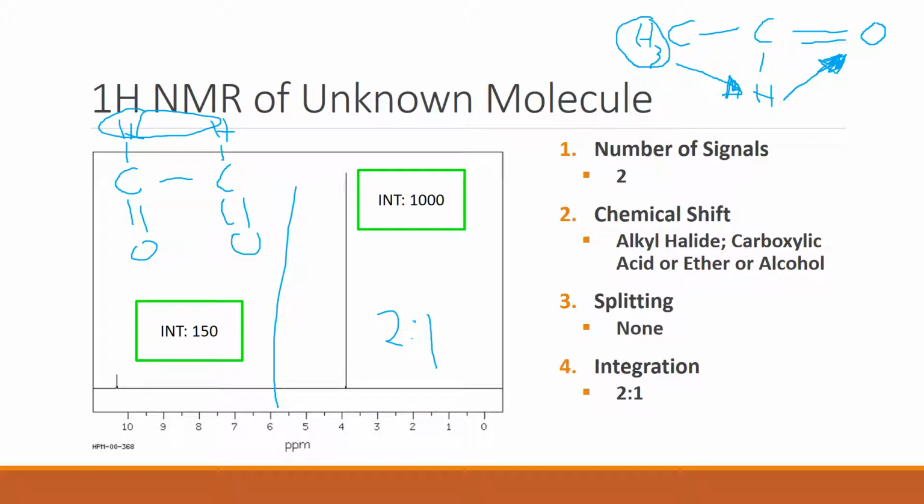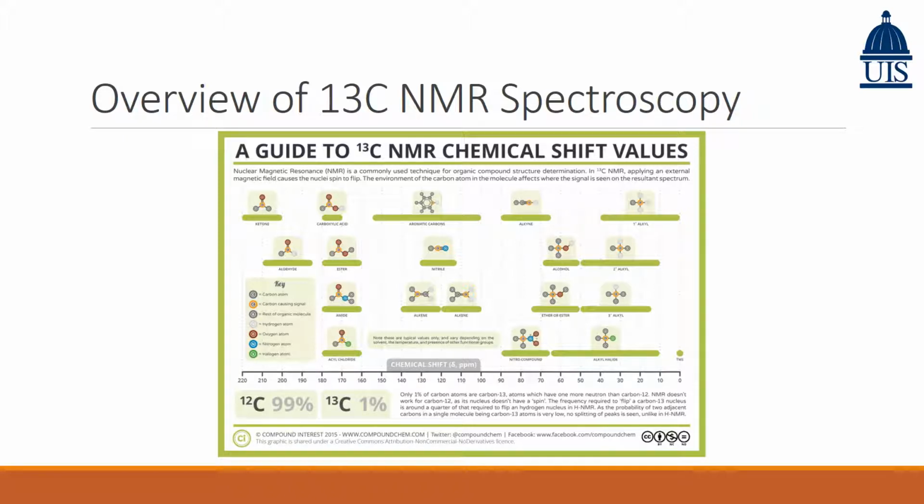Okay, and as we saw before, this one may be living a carboxylic acid life, and this one could be living an alcohol or an ether or an alkyl halide kind of life. All right, so now we're going to move on to our 13 carbon NMR. And it's the exact same kind of idea. Magnetic field, waiting for them to flip. Based on where they flipped, you can discern what kind of functional group may be present.